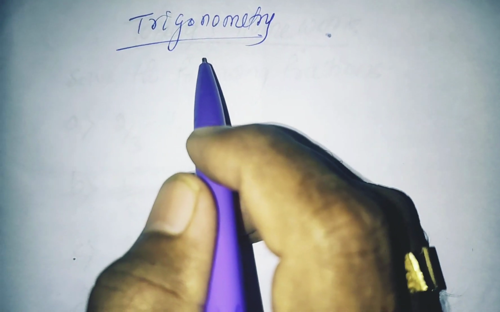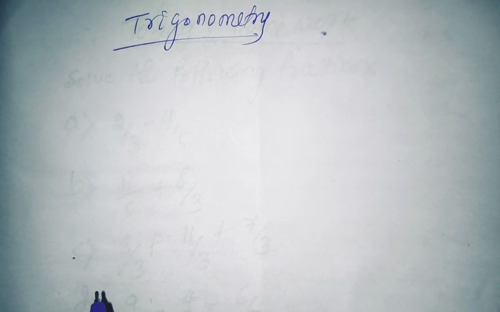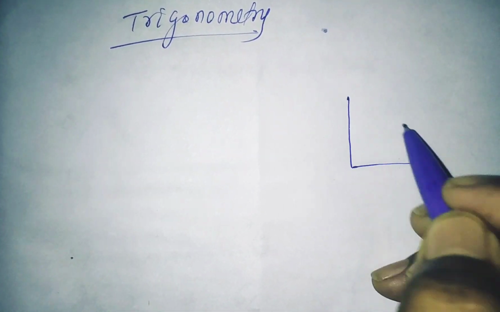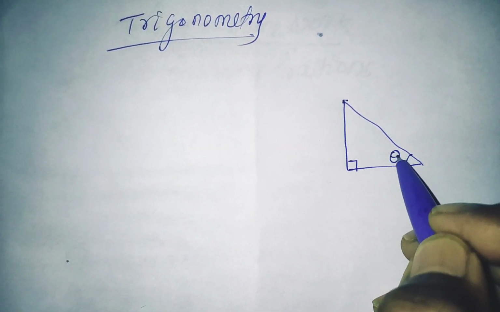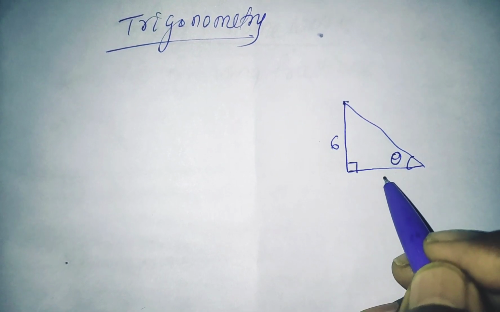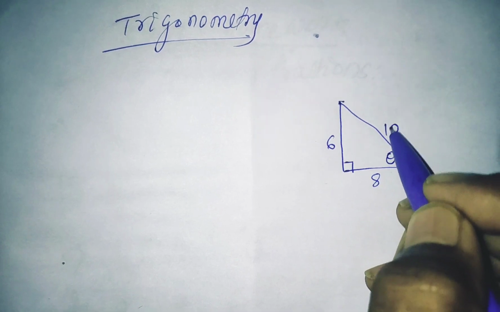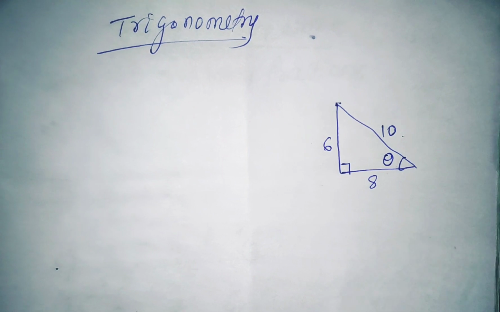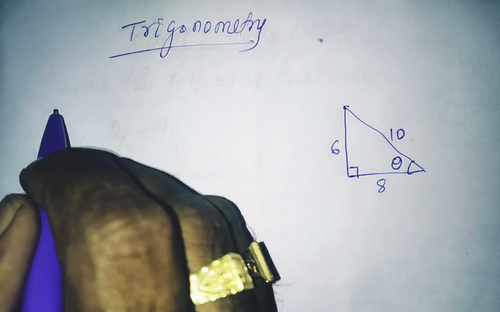In the previous class we studied the basic concept of trigonometry, the introduction to trigonometry. Some students asked me how to solve question number 2. Here is the 90 degree angle and the unknown angle theta, with sides 6 and 8. We can find the third side by using Pythagoras theorem, and you will get 10. So now, how to find all the trigonometric ratios?